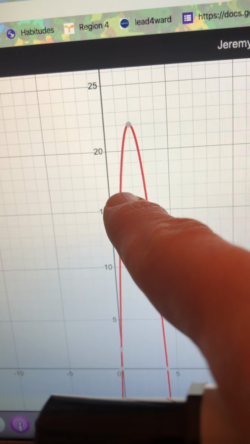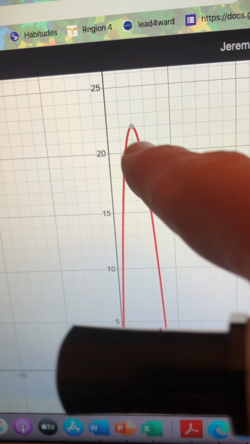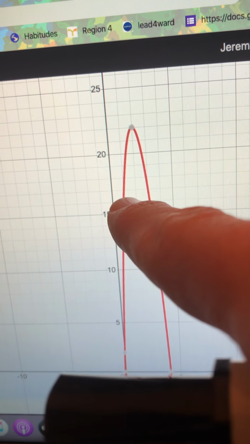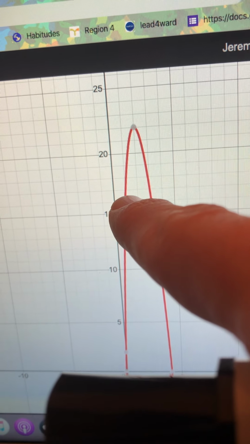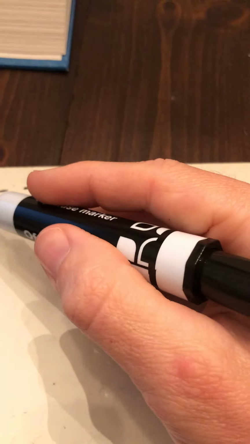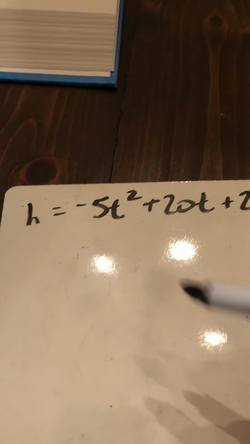Okay, so it starts right there, and then I go all the way to right there. So what I want to know is those two points right there. I want to know when h is 17. So here's my function. I want to plug in 17 for h, and then I'm going to solve for t.